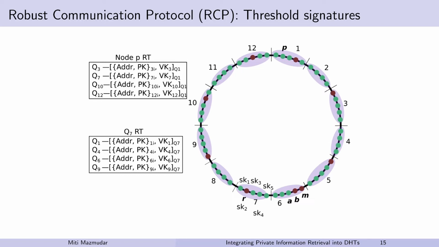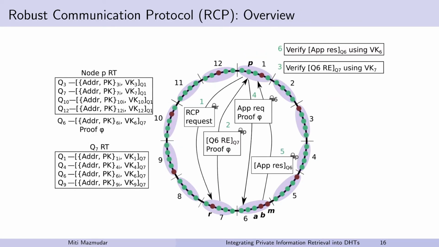Essentially, as long as there are enough good nodes in each quorum, we can use threshold signatures to propagate verified routing entries. In the first step of the robust communication protocol, node P requests the routing entry for quorum 6, as usual in the RCP request message here. In step 2, it obtains the routing entry as well as a threshold signature over this entry. This would be a threshold signature by the intermediate quorum, which is quorum 7 here.